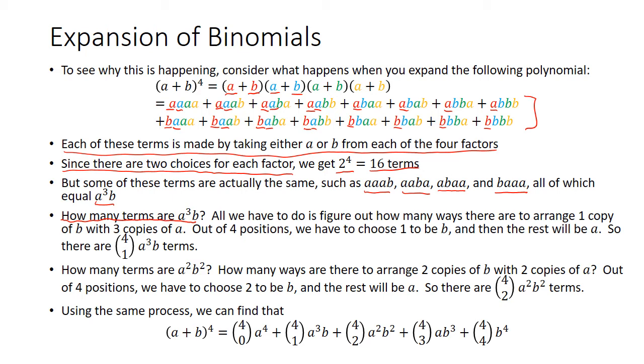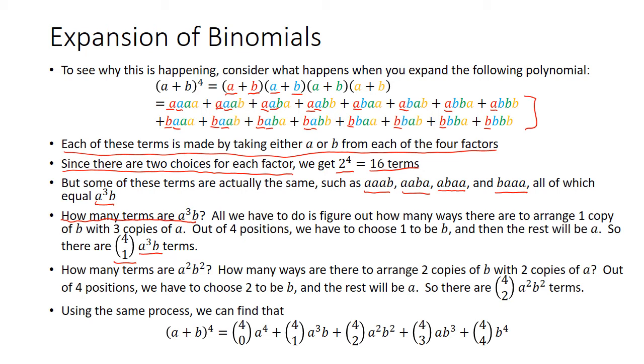So you think of this as being just like those coin flipping problems where you're thinking about, if I flip four coins, how many ways are there to get three heads and a tail, for example. So all you have to do is figure out how many ways there are to arrange one copy of B with three copies of A. So the way you want to think of doing this is you have four positions, and you're going to choose one of those four positions to be B, and then the rest of them will be A. And so the number of ways to choose one position out of four is 4 choose 1. So there are going to be 4 choose 1 A cubed B terms.